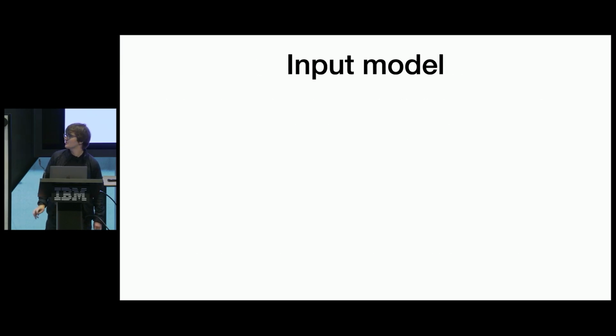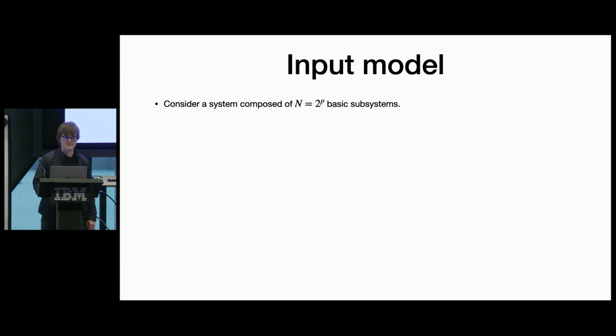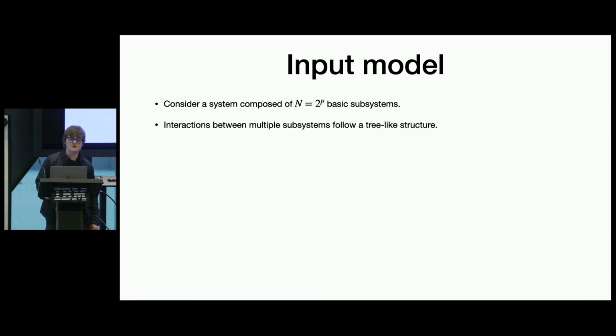And let's dive a bit into the details of our input model in order to explain what exactly the assumptions are that are needed in order to show the quasi-polynomial runtime. So we consider a system composed of n basic subsystems, and for simplicity, let's assume it's a power of 2, so 2 to the p, where p is some integer. And we assume that the interactions between multiple subsystems follow a tree-like structure.